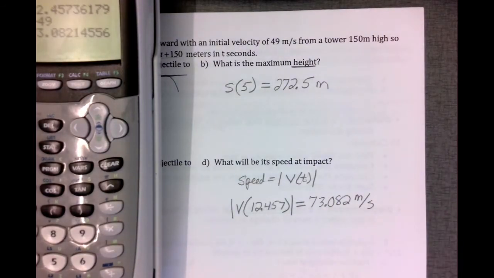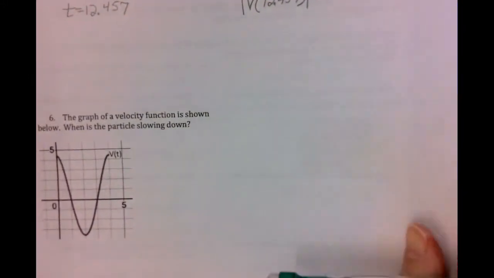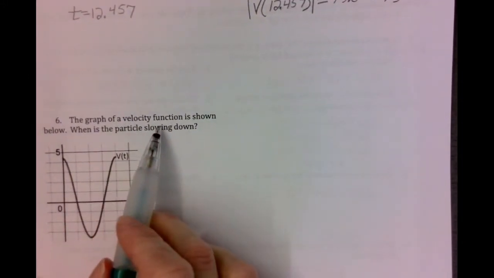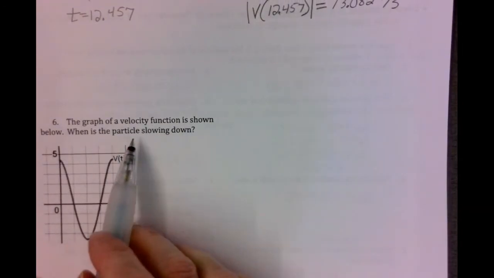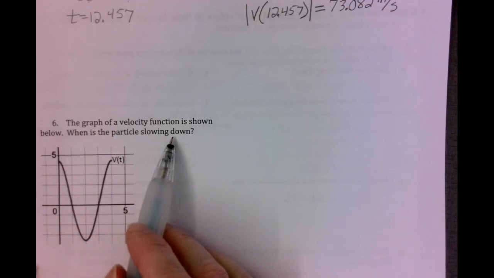This is the graph of the velocity function, and it's saying when is the particle slowing down. So in order to slow down, velocity and acceleration have to be opposite in sign. So I'm going to start and work my way left to right.